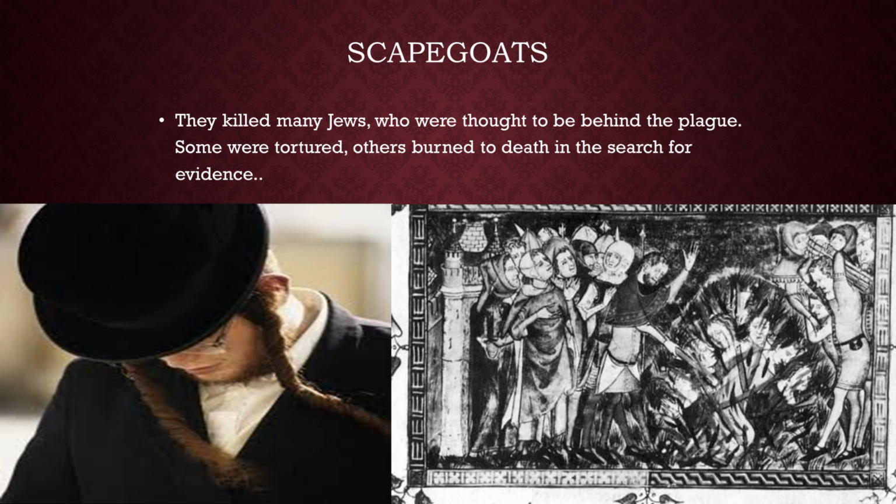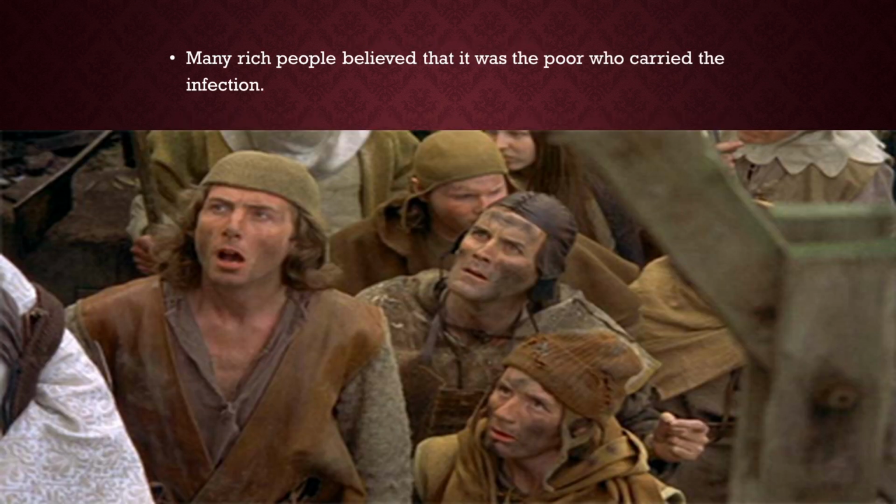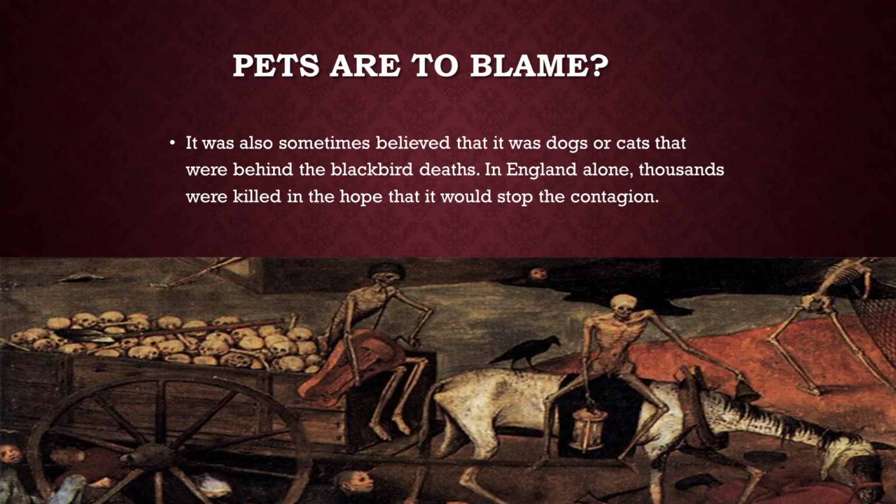Some people believed it was the Jews who carried the plague. So during this time, many Jews were, well, burned to death. Many rich people believed that it was the poor people who carried the infection and the plague. Some believed that it was pets, perhaps dogs or cats. So in England, for example, they killed thousands of dogs and cats. The problem was, though, that the rats spread even further because they had killed all the cats.